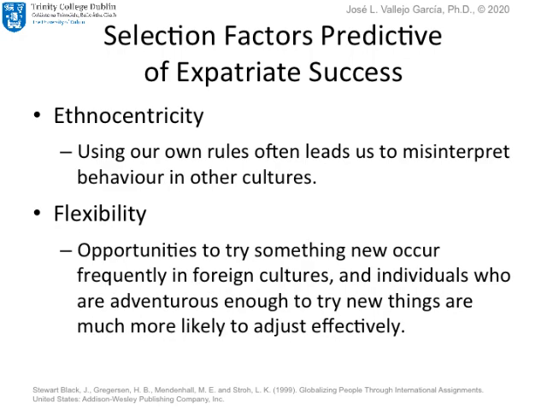One more aspect is ethnocentricity. Using our own rules often leads us to misinterpret behavior in other cultures. So it's very important that companies pay attention to that aspect of ethnocentricity. We are all a little bit ethnocentric in a way, regardless of what culture we come from. But of course, when it comes to going on assignment as an expatriate, it's very important to be able to at least identify those aspects of ethnocentricity and try to avoid any conflict that can be caused by it.